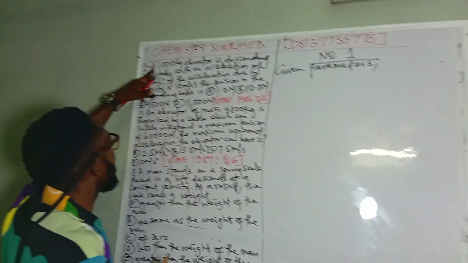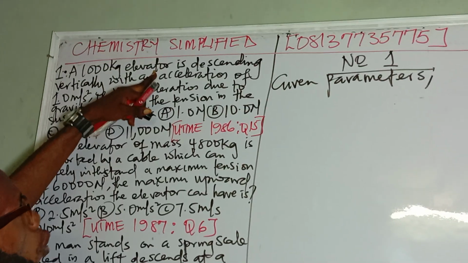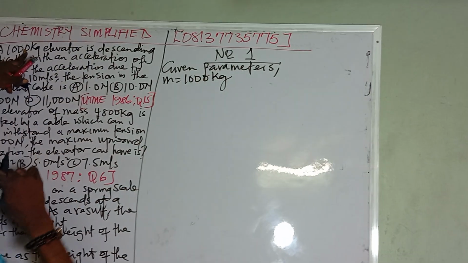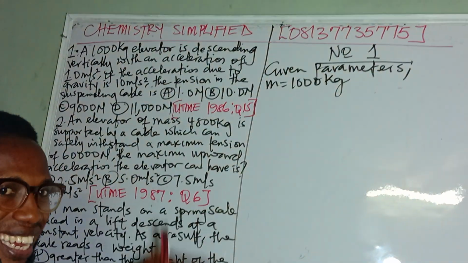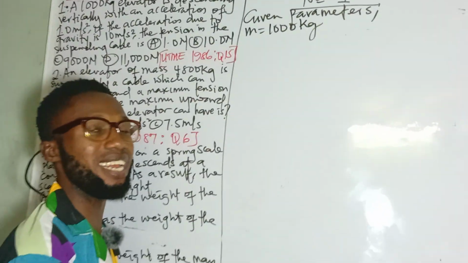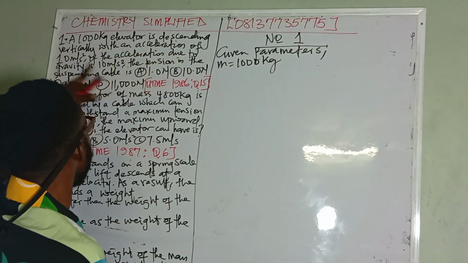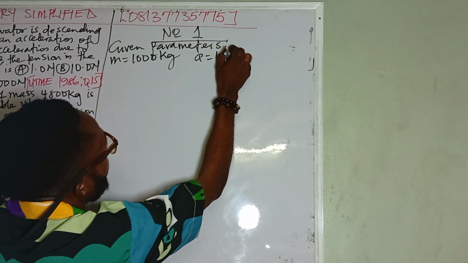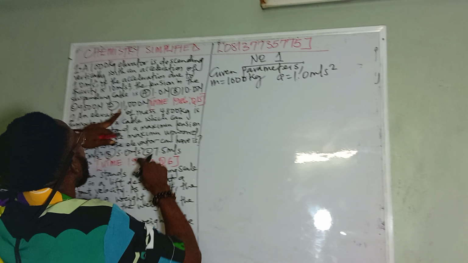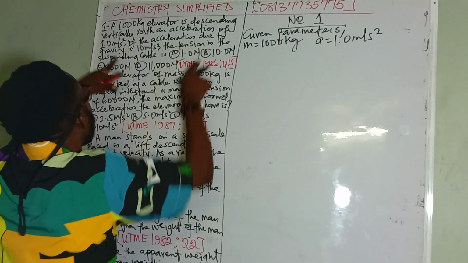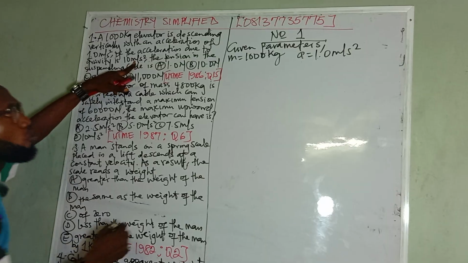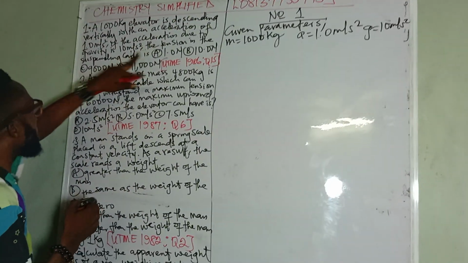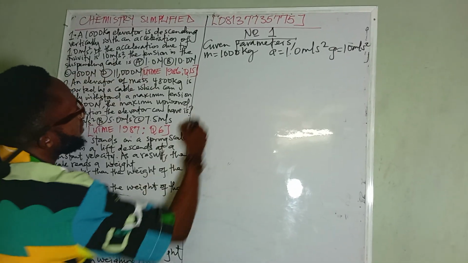Alright, the question says a 1,000 kilogram elevator. That's 1,000 kilogram is mass. 1,000 kilogram elevator is descending, moving downward with an acceleration of what? 1 meter per second square. Your acceleration is 1 meter per second square. That said, if the acceleration due to gravity is 10 meter per second square, if your g is 10 meter per second square, the tension in the suspending cable is dash.